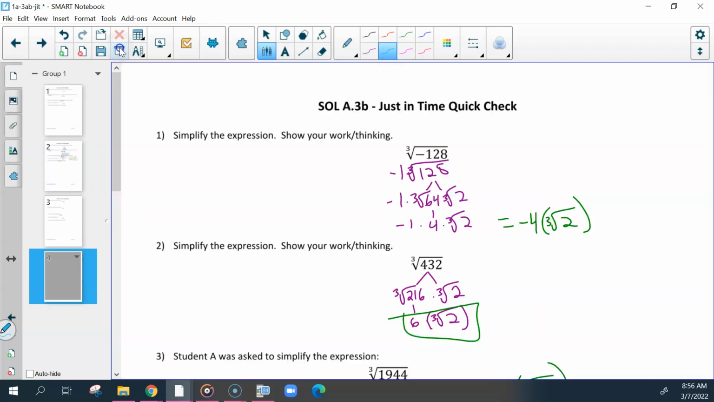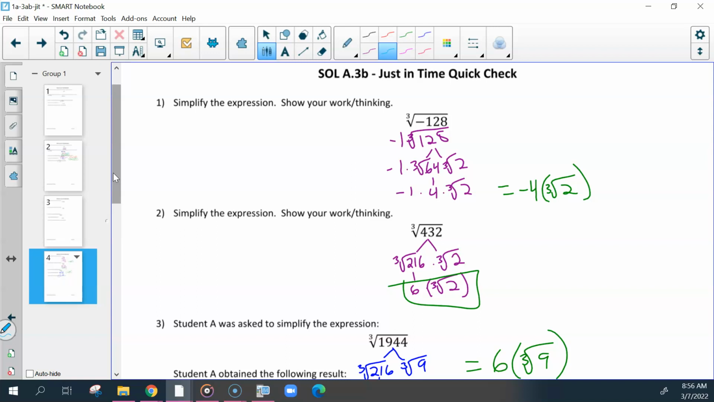On the back, for 3B, number 1, same process, but now these are cube roots. Take the negative out. The highest perfect cube that can go into 128 is 64. And then the cube root of 64 is 4. So our final answer would be -4 times the cube root of 2. Questions on that one?